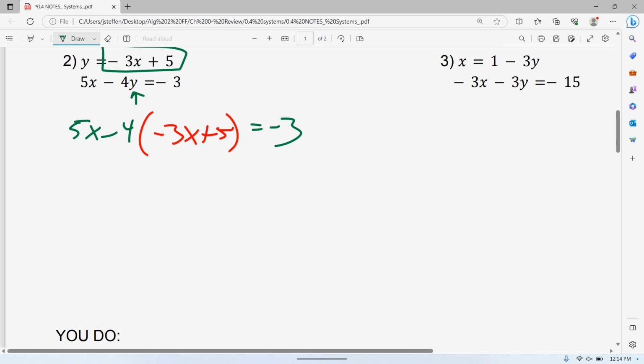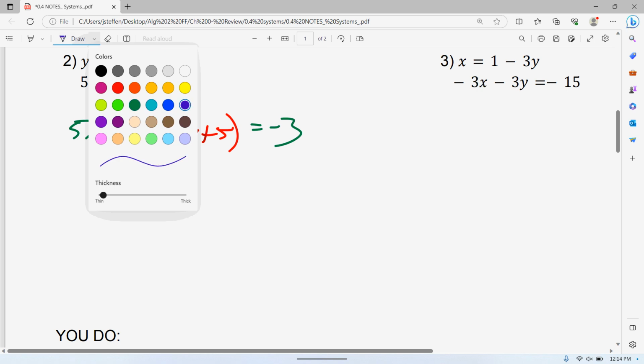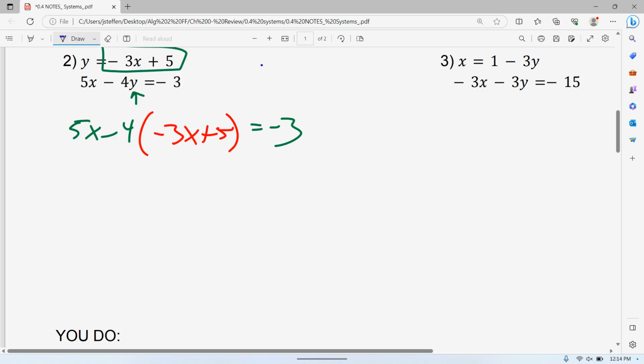This is something where, if you say you're bad at math, yes, this one's going to be hard. There's a lot of solving with this and a lot of steps. But, as I was talking about earlier, each step isn't really too bad. So distribute the 4. Negative 4 times negative 3 is positive 12x. Negative 4 times 5 is negative 20. 5x plus 12x is 17x.